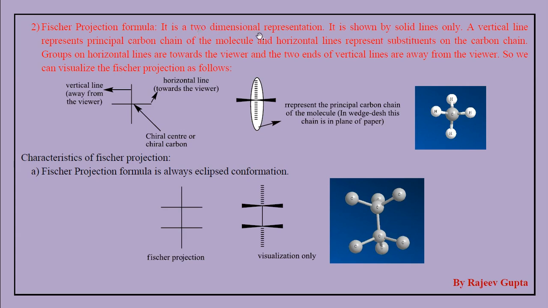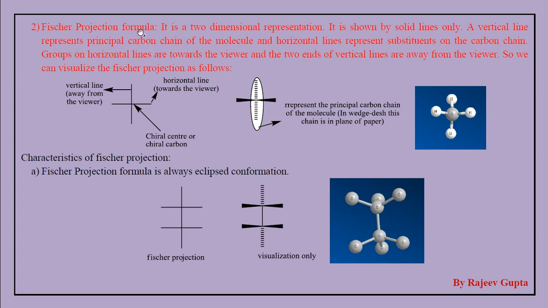Because it is two-dimensional, all the atoms or groups in a molecule will be drawn in the plane of the paper. So all the atoms or groups attached to a tetrahedral carbon or other carbon atom will be shown by solid lines only. A vertical line represents the principal carbon chain. This vertical line shows the principal carbon chain.